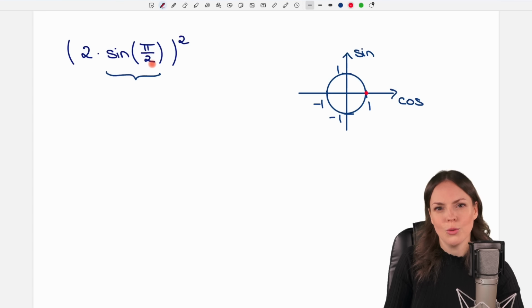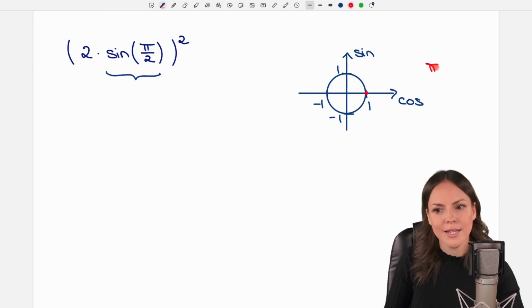Pi over 2, which angle is that? A full circle, so 1 times around here is always 2 pi. We are not interested in 2 pi, we are interested in pi over 2. Well, so not a full circle. But what about a half circle? So half of this, 2 pi over 2 would be equal to pi. So pi would be a half circle.